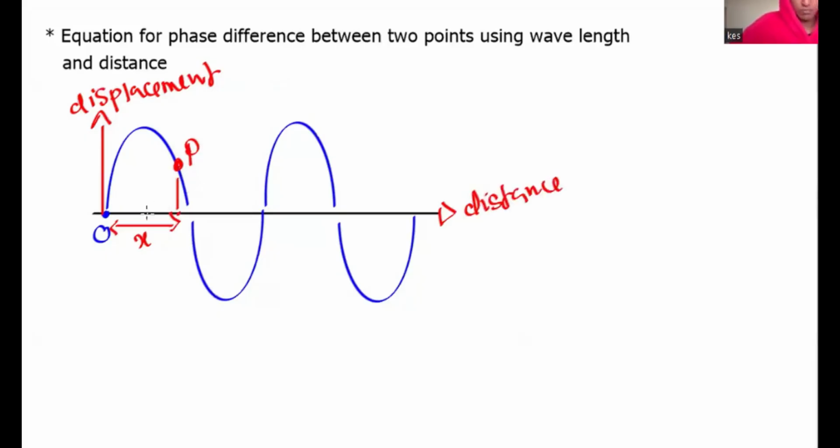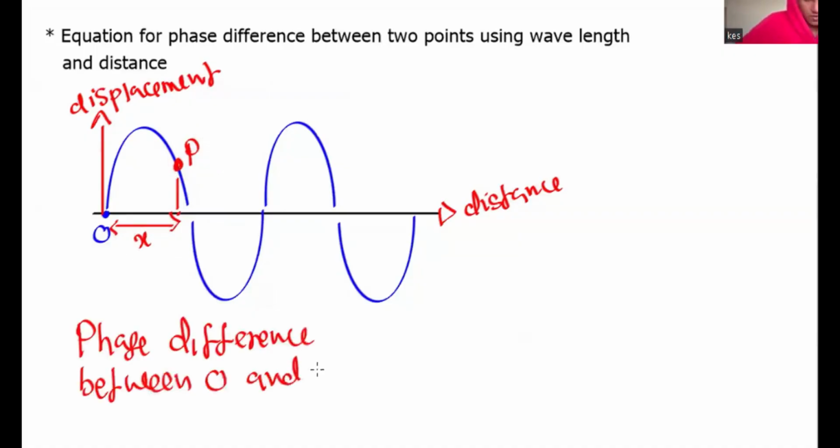Here I consider a point O and the point P. Then the distance between the 2 points O and P, that is X. O and P, that is equal to delta phi. Then here the distance between O and P is X. Then we have to divide it by the wavelength of the wave.